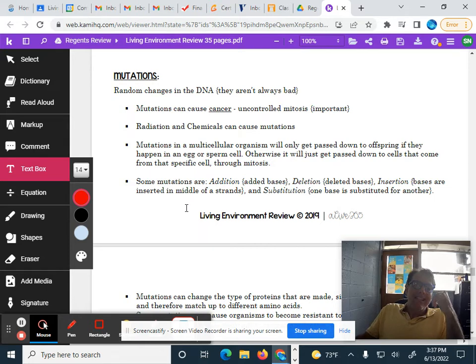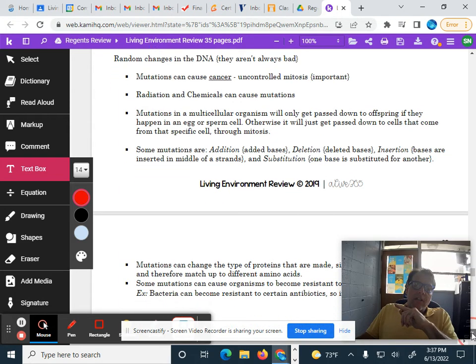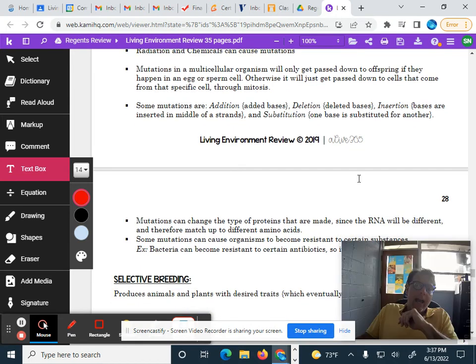Types of mutations: addition, we add a base; deletion, we delete a base; and insertion, we insert a base. We can also have substitution, which is a base for a base. Some things are worse than others depending on how much they change the sequence. Additions, deletions, and insertions are very bad because you change the whole sequence after it, especially if it happens at the beginning of the message. Whereas substitution, 1 for 1, only affects one amino acid, so it's not that bad.